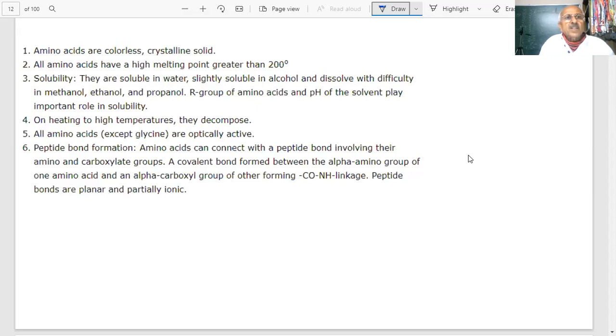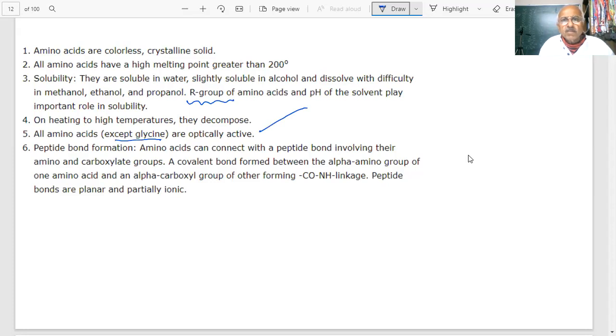Amino acids are colorless crystalline solids, high melting, greater than 200 degrees, soluble in water, slightly soluble in alcohol, dissolving with difficulty in it. The R group of the amino acid and the pH of the solvent play an important role in the solubility. If the R group is highly hydrophobic, then solubility will fall. Or if it has polar groups, then more solubility. And pH will also be important. On heating to high temperature, they decompose. All except glycine are optically active.